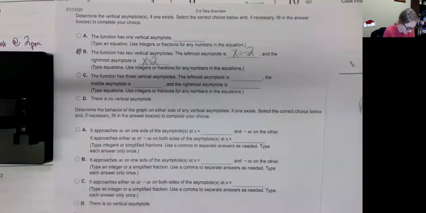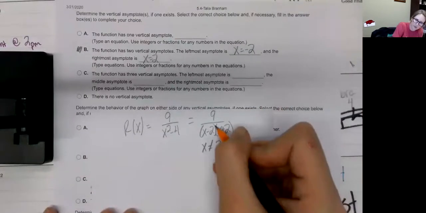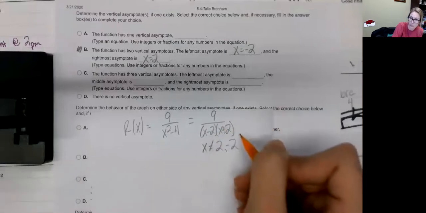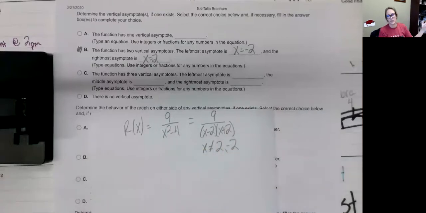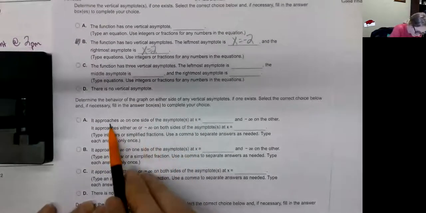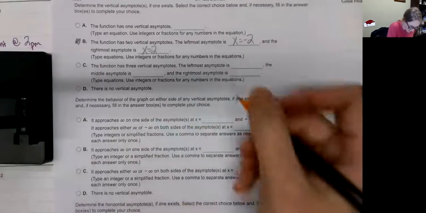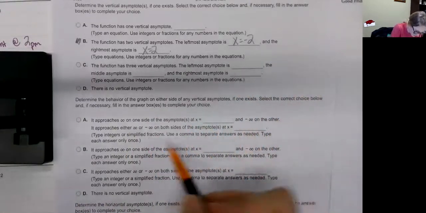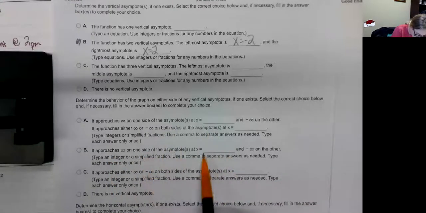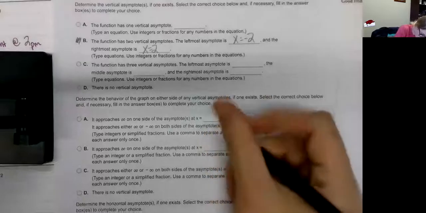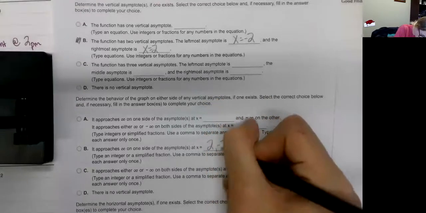Determine the behavior of the graph on either side of any vertical asymptotes. So we look at the multiplicity of both of these zeros, and they're both 1. Since they're both 1, when we have a multiplicity of 1, it approaches infinity on one side and negative infinity on the other. So at 2 and -2.